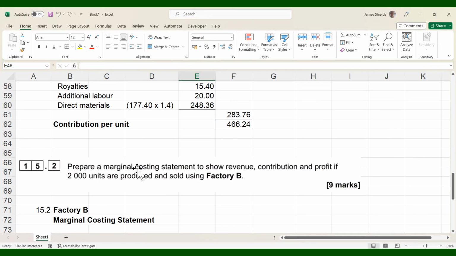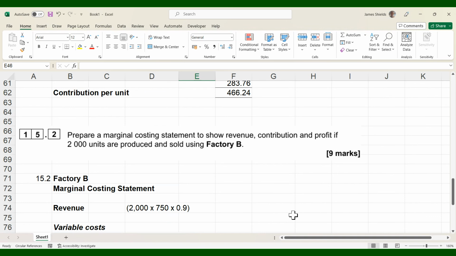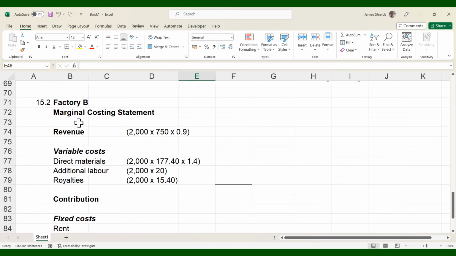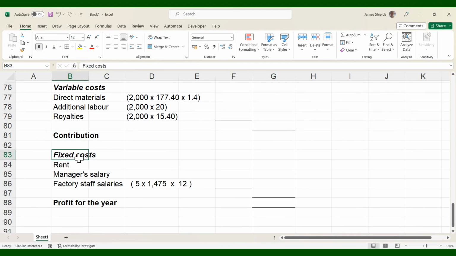Prepare a marginal costing statement to show revenue, contribution, and profit if 2,000 units are produced and sold using factory B. So when it specifies the words revenue, contribution, and profit, we must have them in our answer. So I've got a marginal costing statement below now, and this is how it works. So factory B, marginal cost statement, you've got revenue, got variable costs, you deduct them from the revenue, you get contribution. To get the profit, you take away the fixed costs, and then we end up with the final figure at the end for profit for the year.